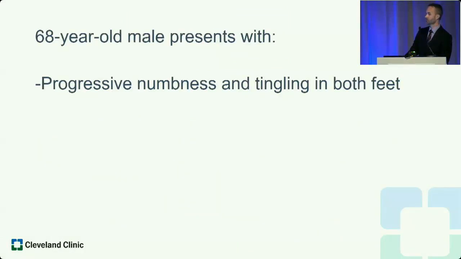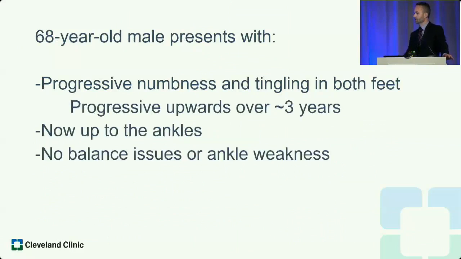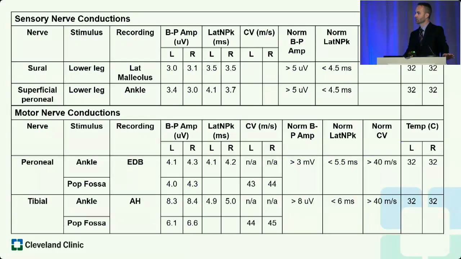All right, case 3. Same exact presentation: a 68-year-old person with progressive numbness and tingling in both feet. Again, is it concerning? We don't know. This time it's progressed somewhat upwards over 3 years. It's now progressed up to his ankles. He doesn't really have any balance issues. He lives his life. There's no ankle weakness. He has nothing in the hands. This is more of a classic presentation that we might see in our clinics more often on the outpatient side of things as opposed to the hospital.